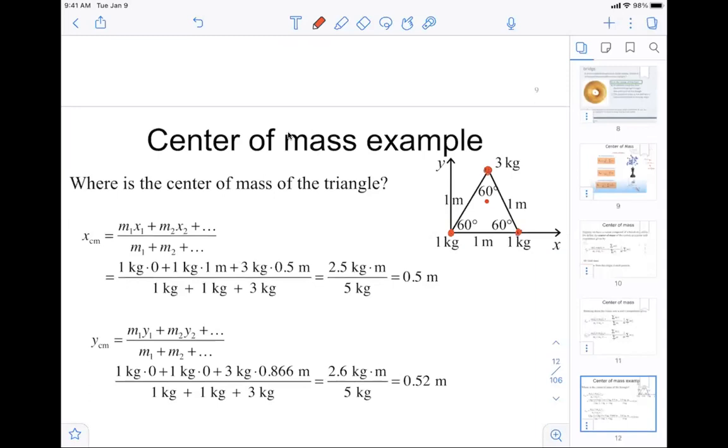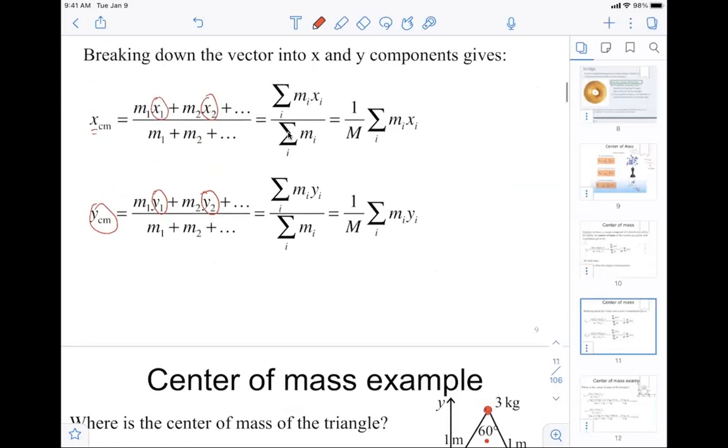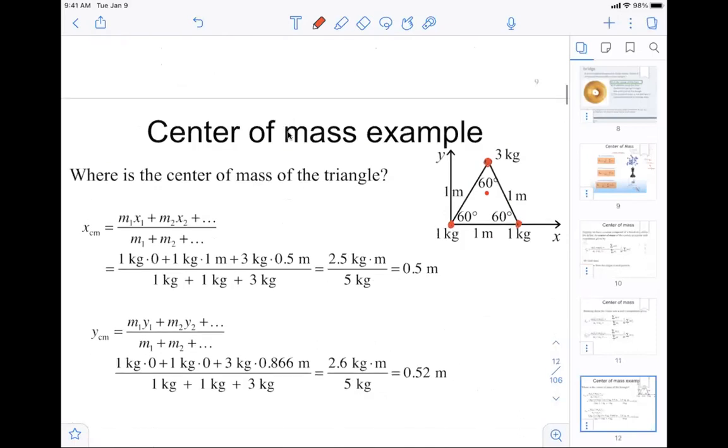So now I want to find the center of mass of this triangle. They're all in the same plane, so I don't need to worry about my z direction. I just need to worry about the x and y. So what is the average position of the x and what is the average position of the y? Using our definition, the average position of the x is mass 1 times the x position of 1, and mass 2 times the x position of 2, and mass 3 times the x position of 3. So I'm going to call these mass 1, mass 2, and mass 3.